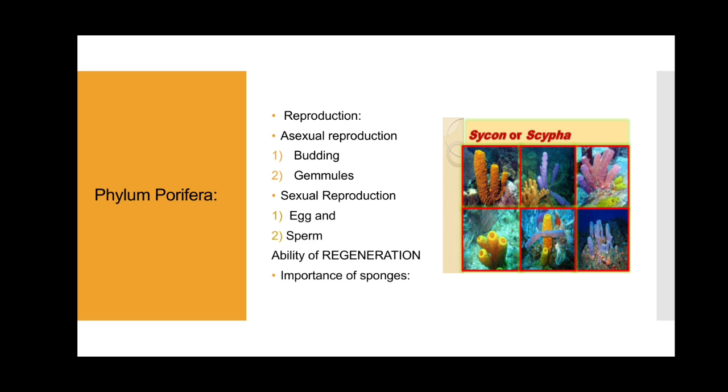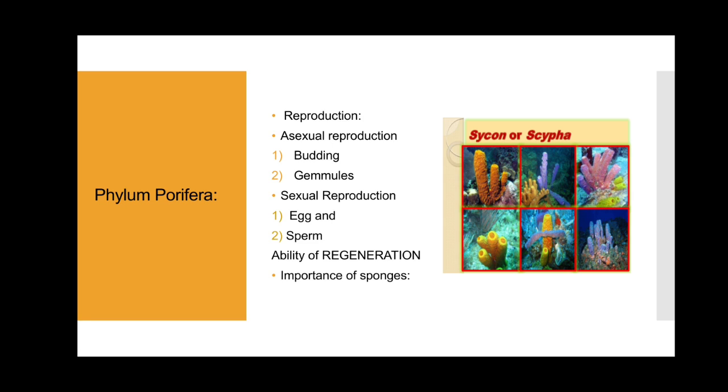Both the sexes may be separate, or both male and female organs are present on the same organism, so they are called hermaphrodites. The embryo development may also include free swimming ciliated larval stages. So these organisms are sessile in their adult form, but they are moving at their larval stages.